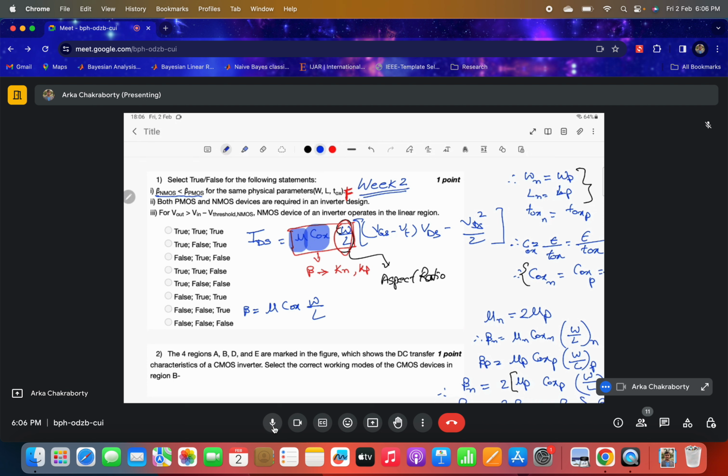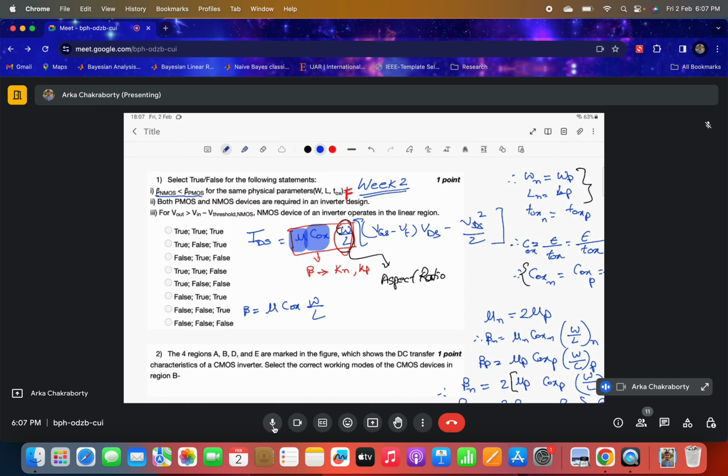Okay. So now the second statement is: both PMOS and NMOS devices are required in an inverter design. Now I would like to throw this question open to you. What is your view on whether I need both a PMOS and an NMOS device to make an inverter design, or can I design it using a single PMOS or a single NMOS without using the other, complementary device?